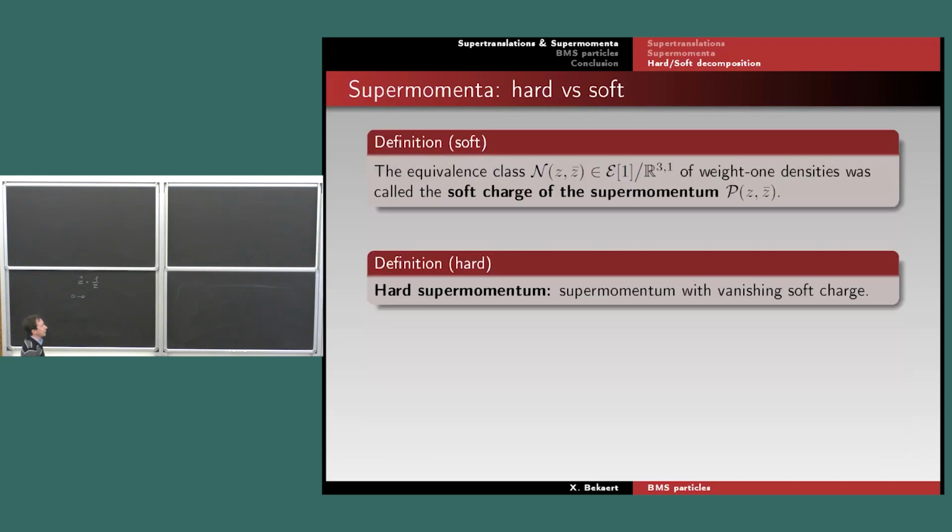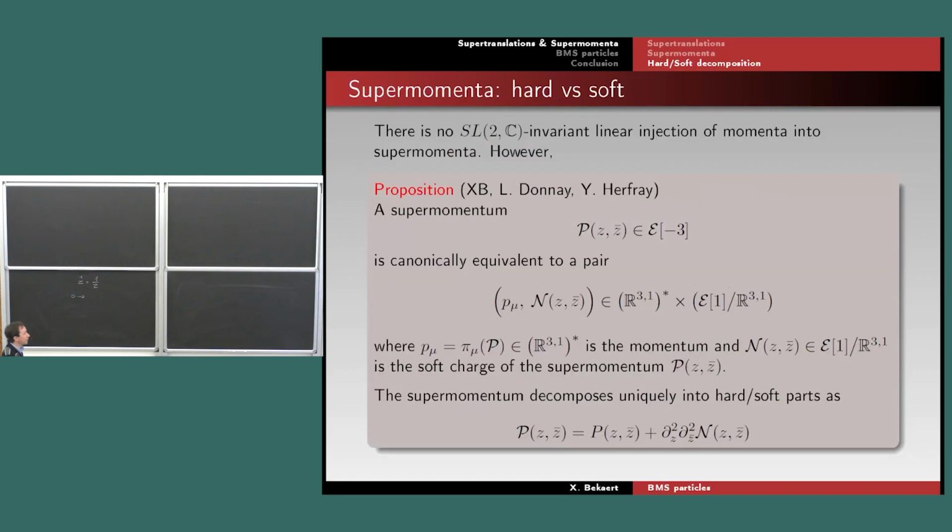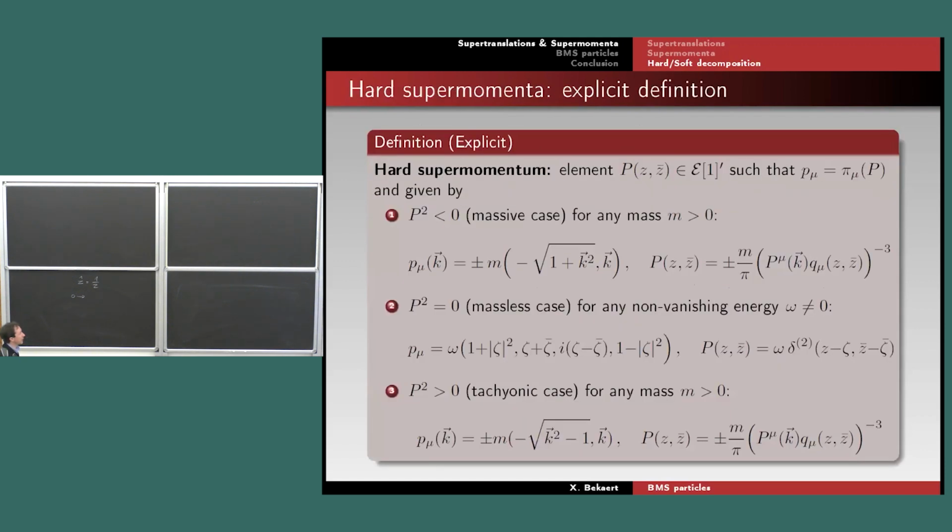So this is the terminology I just said. The hard supermomentum will be the piece when the soft part is absent. So this is a hard supermomentum, which I have to tell you what it is, and here it is concretely. If you remove all the factors and complications, you just take the momentum, here it should be small p, sorry, contracted with the Q, I told you, for the injection of the translation. This is of weight 1.